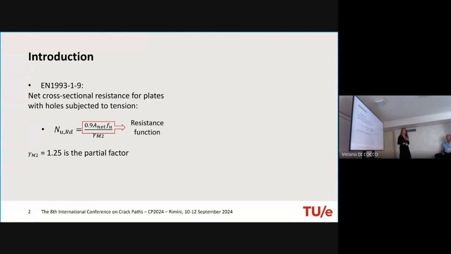So in this research, the formula 0.9 times the net cross-sectional area times the ultimate resistance of the steel divided by a partial factor is investigated. The partial factor is based on some experimental tests and specified in each country's national annex. For the Netherlands, this is equal to 1.25. But when omitting this partial factor, you get the plane resistance formula, which is the subject of this research.